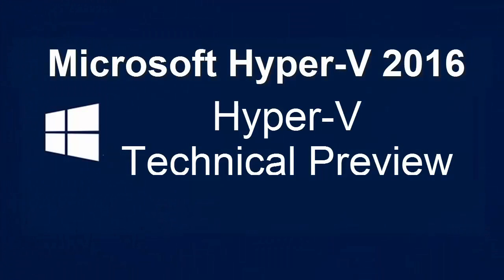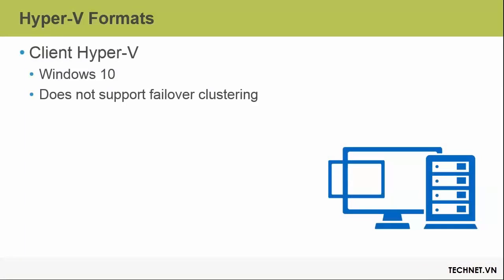In this video, I'll do an overview of Hyper-V. The Hyper-V product comes in a number of different flavors, one of which is Client Hyper-V. This one is designed to run on Windows client operating systems such as Windows 10. However, your Windows 10 station would still have to have the proper hardware support. Now for Client Hyper-V, what that means is it would have to support second level address translation, or SLAT. Client Hyper-V does not support failover clustering.